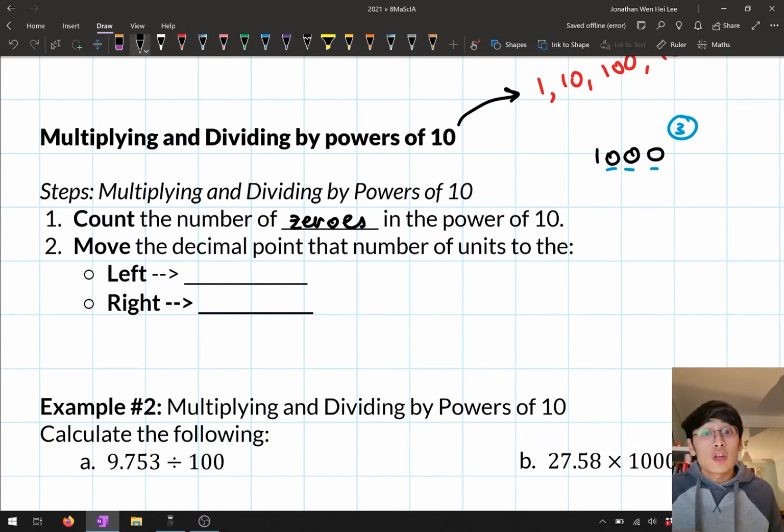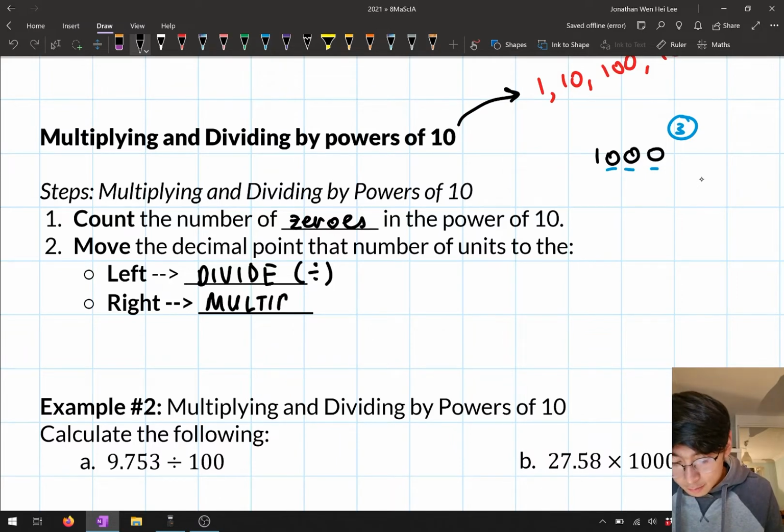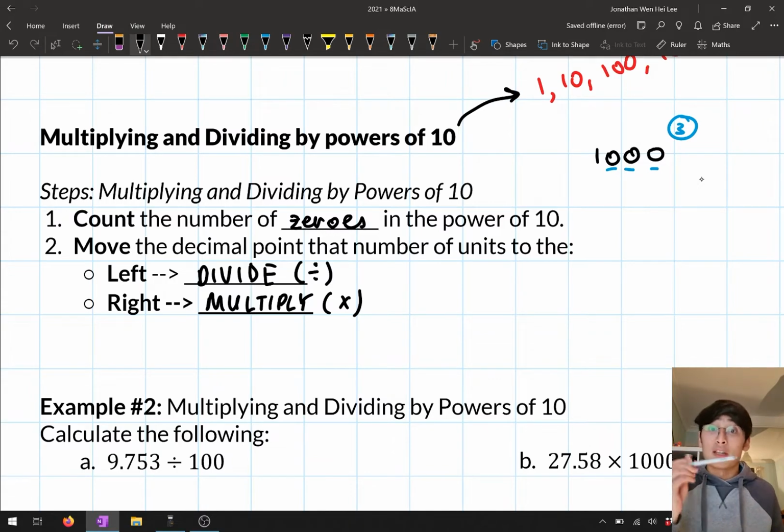Then what we're going to do is just move the decimal point. We're going to move the decimal point that number of units. So if I'm dividing or multiplying by 1,000, I'm going to move the decimal point 3 times. And the direction that we move it in depends on what operation we're doing. Now, if we are dividing, we're going to move it to the left. So this is for dividing. And if we're multiplying, we're going to move it to the right. So if we're multiplying, we'll move the decimal point that way to the right.